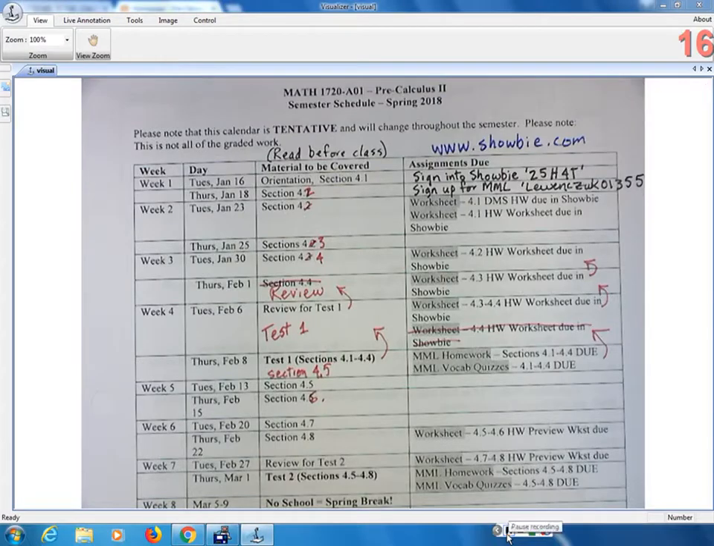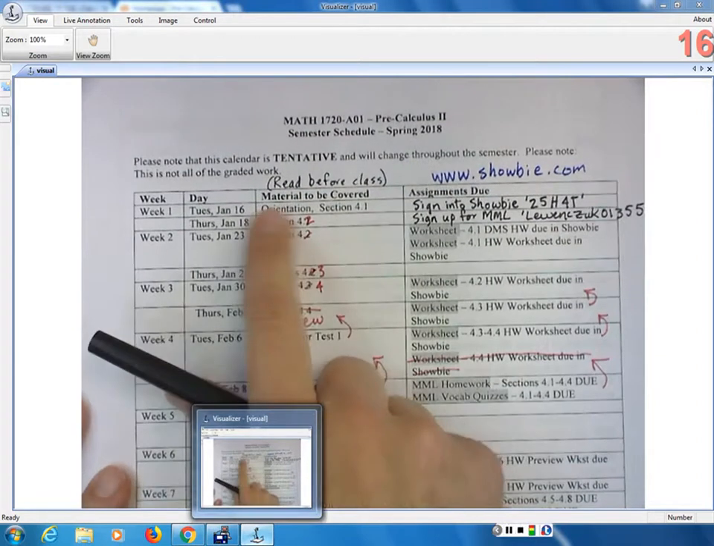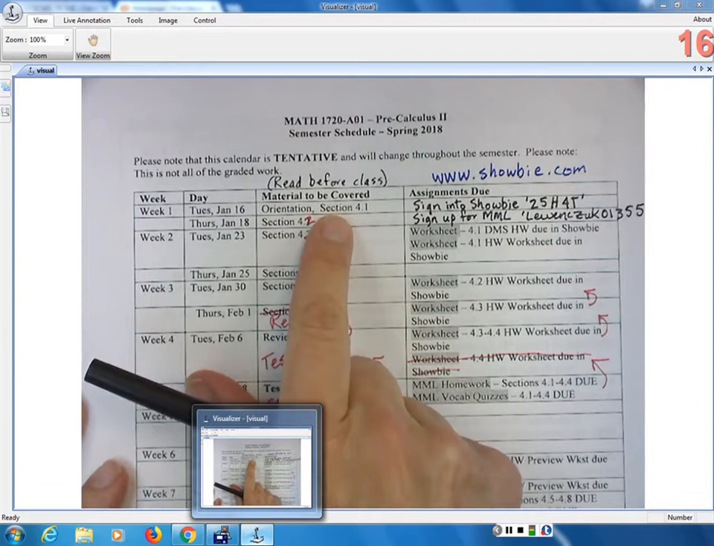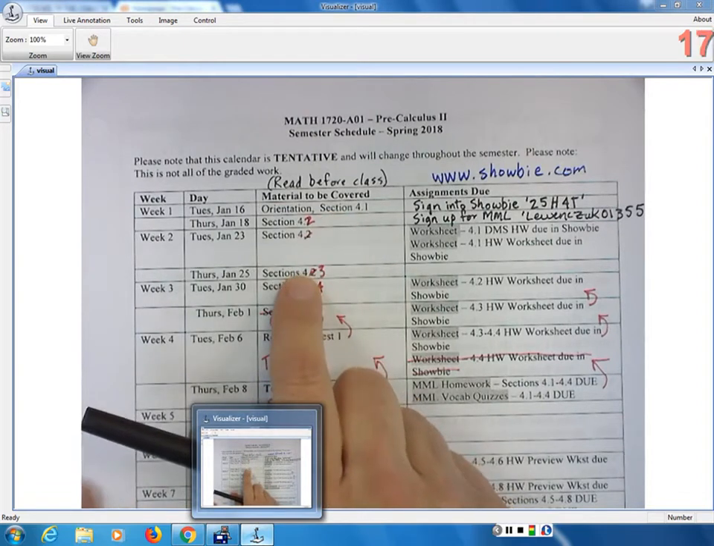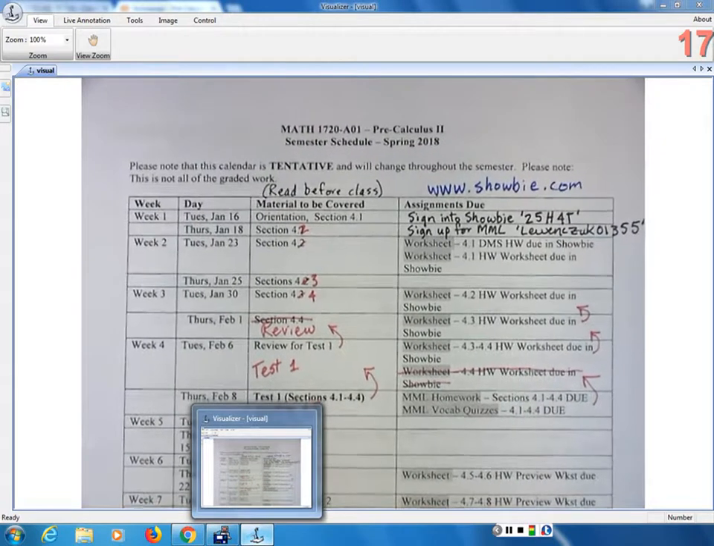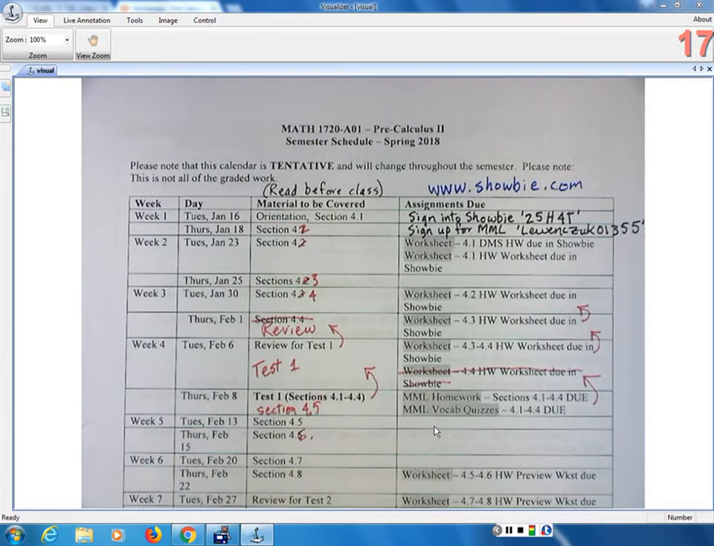So the book is very, very good, and you should really read the material to be covered before class. Obviously, you didn't have time to do it today, but it's going to help you to do that. This is a much harder class than Math 1710. It's going to require a lot of memorization. If you've had trig before, that's going to help. But it requires a lot more work.